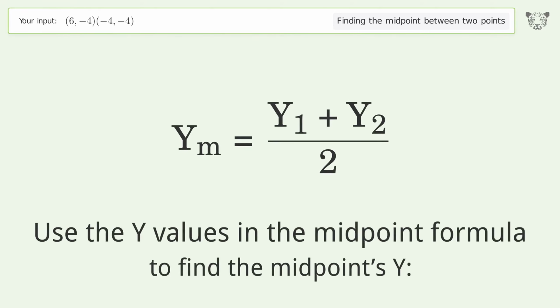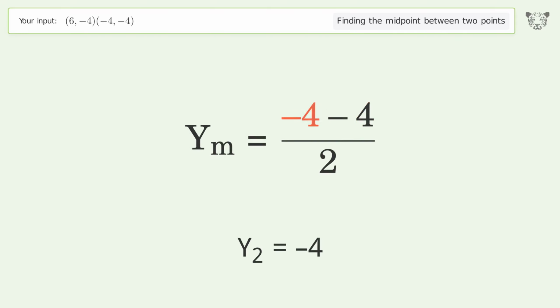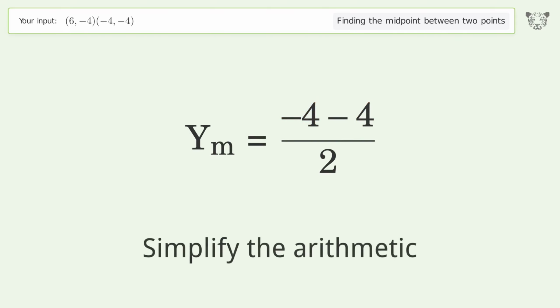Use the y values in the midpoint formula to find the midpoint's y. y1 equals -4. y2 equals -4. Simplify the arithmetic.